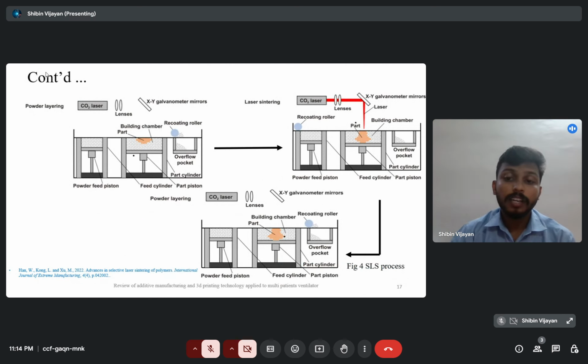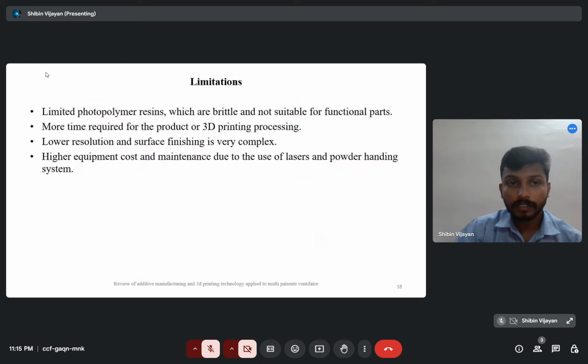This is the SLS process, and a CO2 laser is used here. The powder is deposited in the building chamber, and the CO2 laser produces the laser power and melts it layer by layer. Powder is added to the melted first layer, and with layer by layer adding of powder and CO2 laser melting, the object is produced.